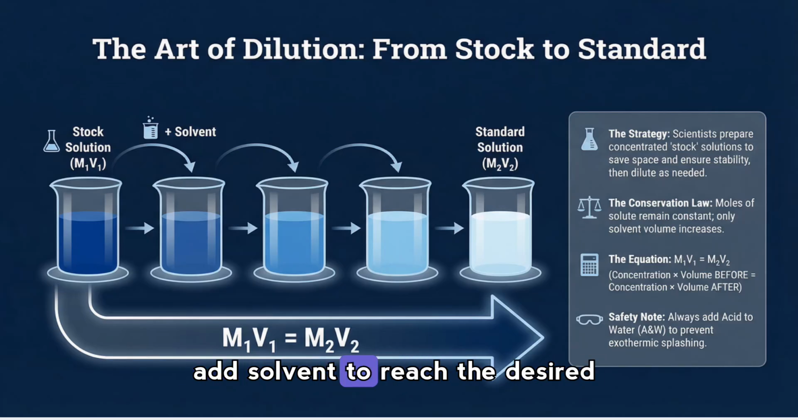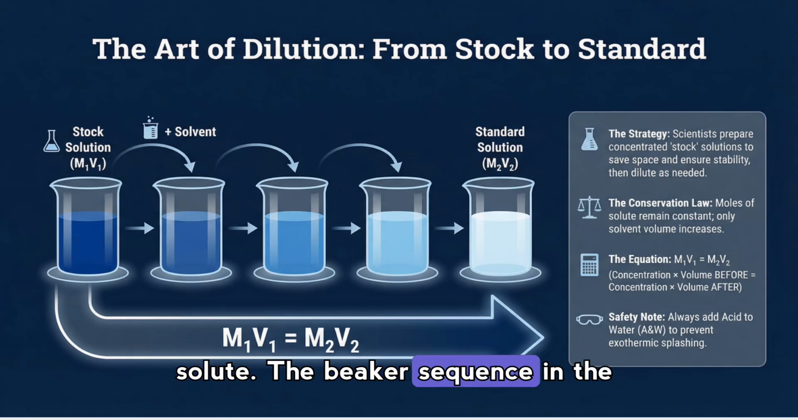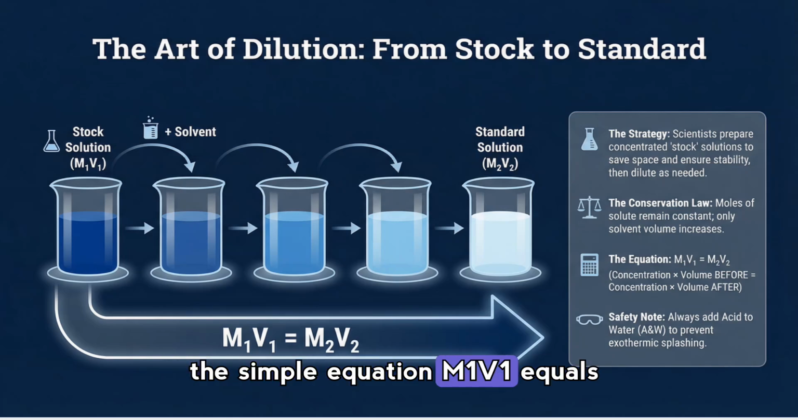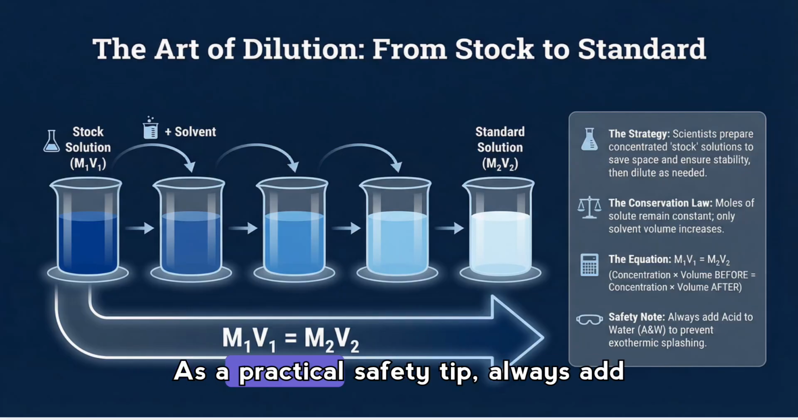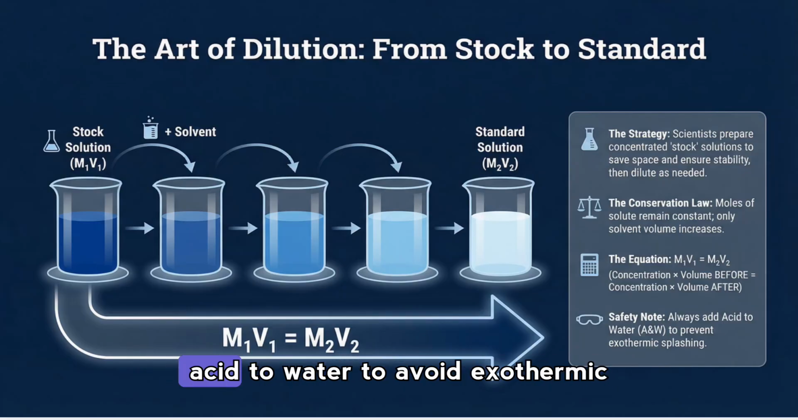You add solvent to reach the desired volume, conserving the moles of solute. The beaker sequence in the graphic illustrates this process, and the simple equation M1V1 equals M2V2 captures it mathematically. As a practical safety tip, always add acid to water to avoid exothermic splashes.